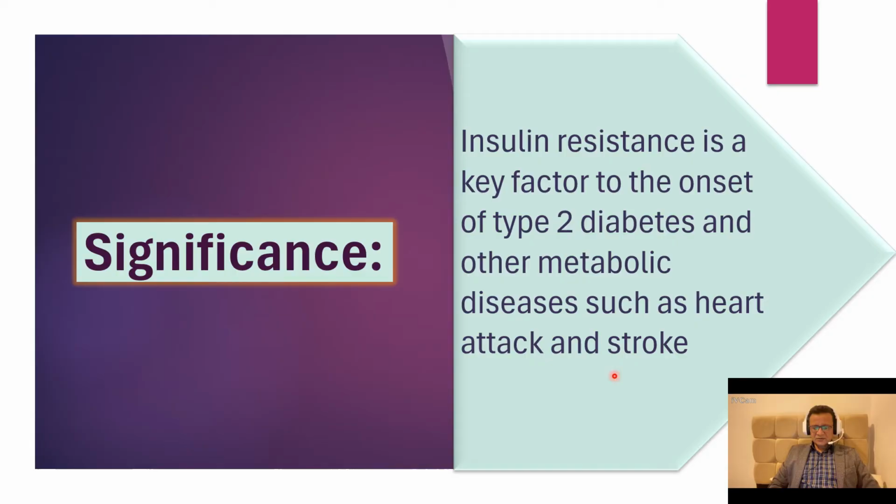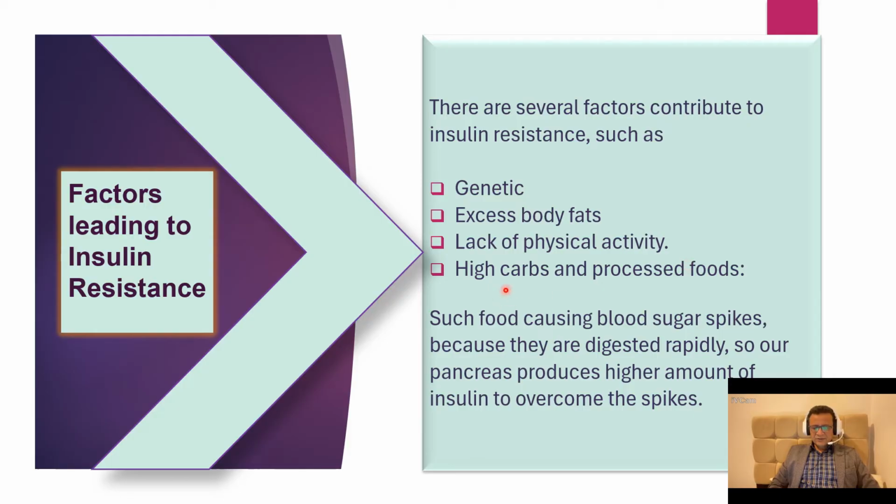What is the significance of insulin resistance? It's a key factor in the onset of type 2 diabetes and other metabolic disorders such as heart attack and stroke. Which are the factors leading to insulin resistance? Genetics, like family history, excess body fat and lack of physical activity, high carbs and processed foods. Actually, high carbs and processed foods cause blood sugar spikes. Why? Because they are digested rapidly. The pancreas produces a higher amount of insulin to compensate for these spikes.